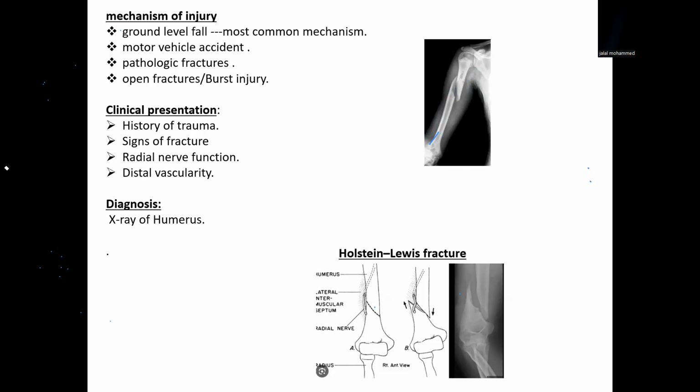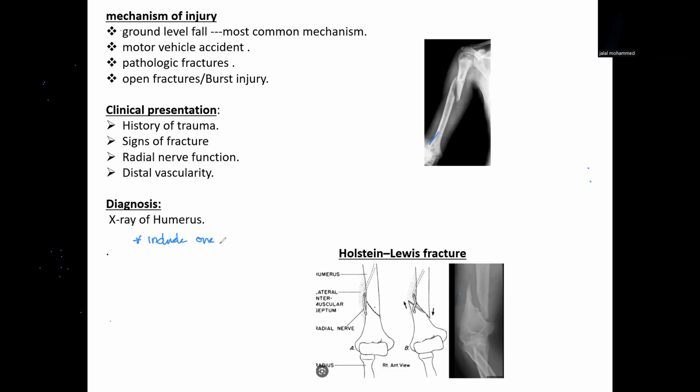So how will you diagnose? A humerus fracture is very easy to diagnose. We do an X-ray. There is a rule of X-ray, and it holds good for any type of fracture. So what is the rule of doing an X-ray? Always include one joint above and one joint below.